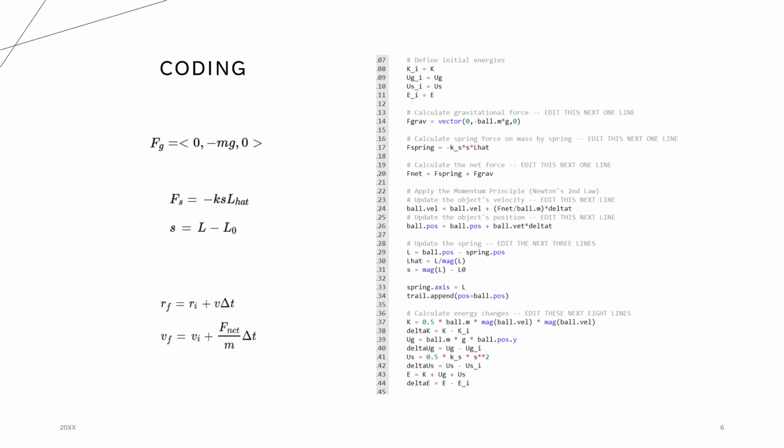And here are some of the fundamental principles used here on the left. There's the force of gravity, spring force, and notice that in line 120, F net is only the spring force plus the force of gravity because there are no other forces acting on this system. In lines 124 and 126, we have the velocity and position update formulas. And at the bottom of this code, delta K, delta UG, delta US, and the system's total energy are all updated before the while loop begins again.